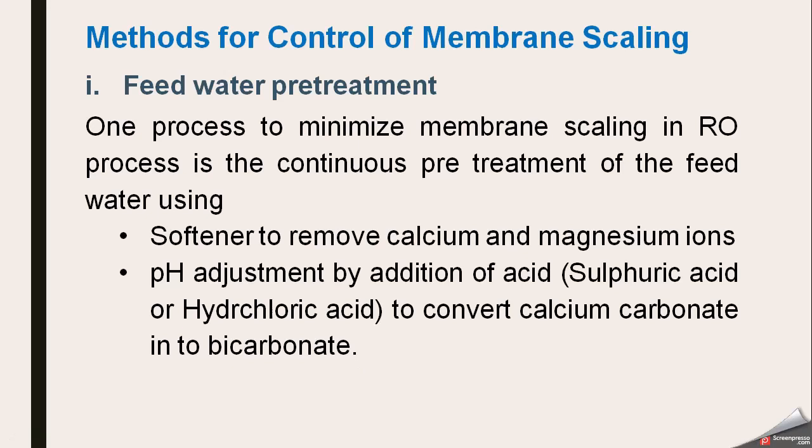Now we will discuss the methods for controlling membrane scaling in brief. First of all, feed water treatment. One process to minimize membrane scaling in reverse osmosis is the continuous pre-treatment of the feed water. There are different aspects of pre-treatment. In pre-treatment we are removing those compounds, salts or ions which cause scaling. These we have already described.